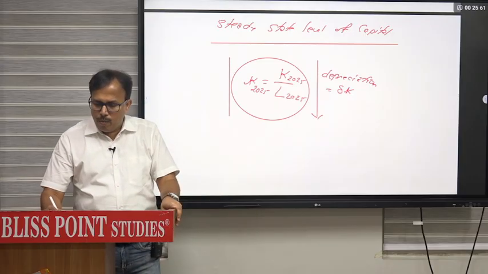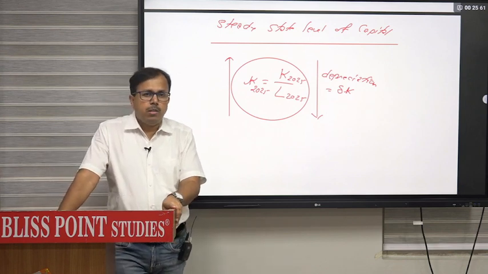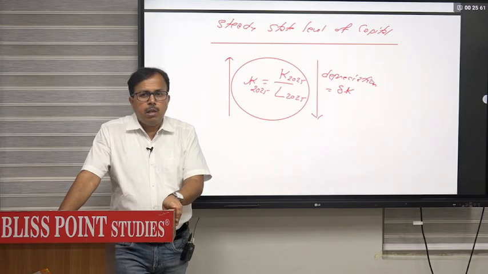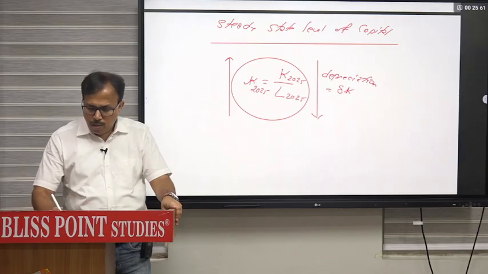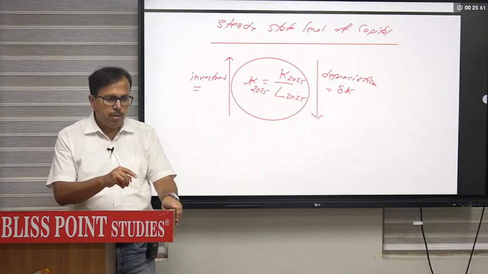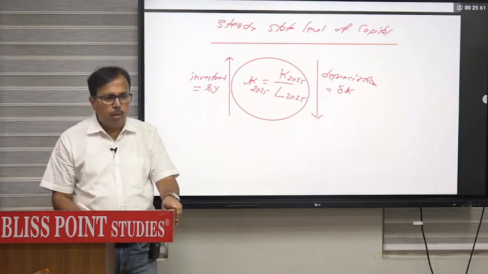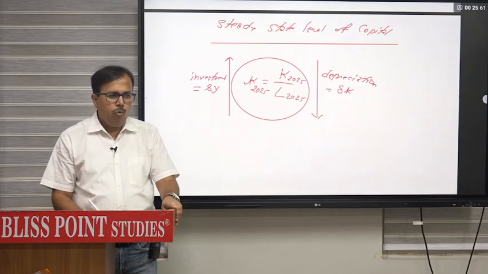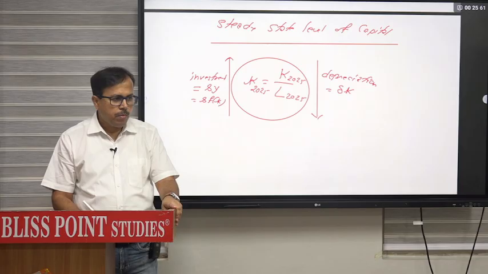When will the stock of capital increase? When you buy more machinery. Buying more machinery is called investment. So this stock will increase because of investment, and investment is equal to saving. How much is saving? Saving is small s into y. And what is y? Y is a function of k, so you can write it as a function of k also.